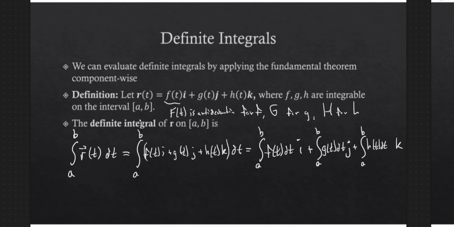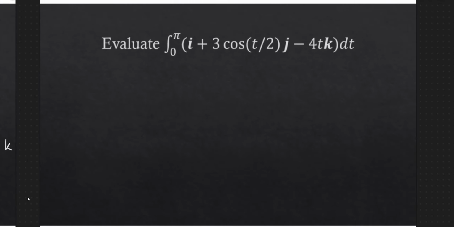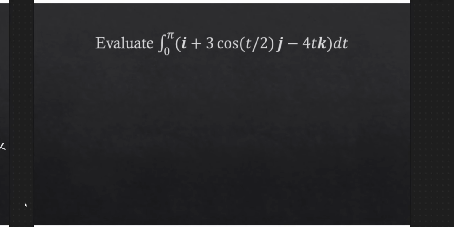So once again, to take the definite integral of a vector valued function, we just need to find definite integrals of each of the components and then combine them. Not too difficult, so long as we know how to do definite integrals. So here's an example of this. I'm going to take definite integrals of each one of the components and then combine them.